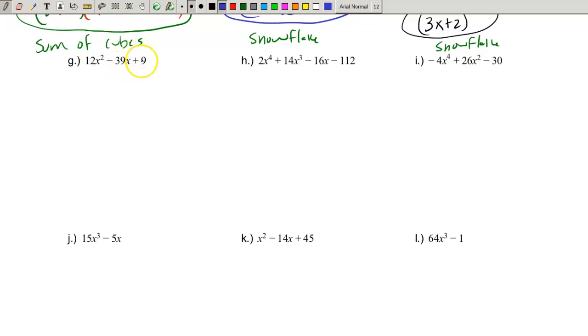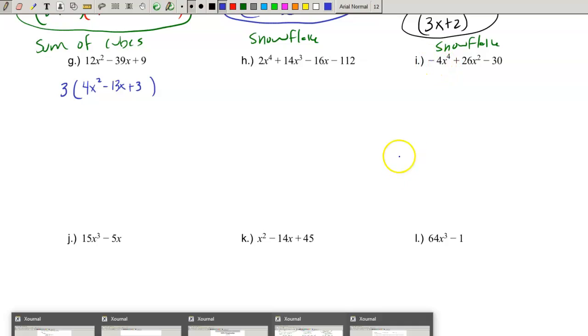Since all 3 of these terms can be divided by 3, we would definitely do that first. So we're going to take out a 3 from those terms. We're going to factor out a 3 and then rewrite this by dividing each term by 3. So this is going to become 4x squared minus 13x, and then plus 3. Then we'd keep on going.